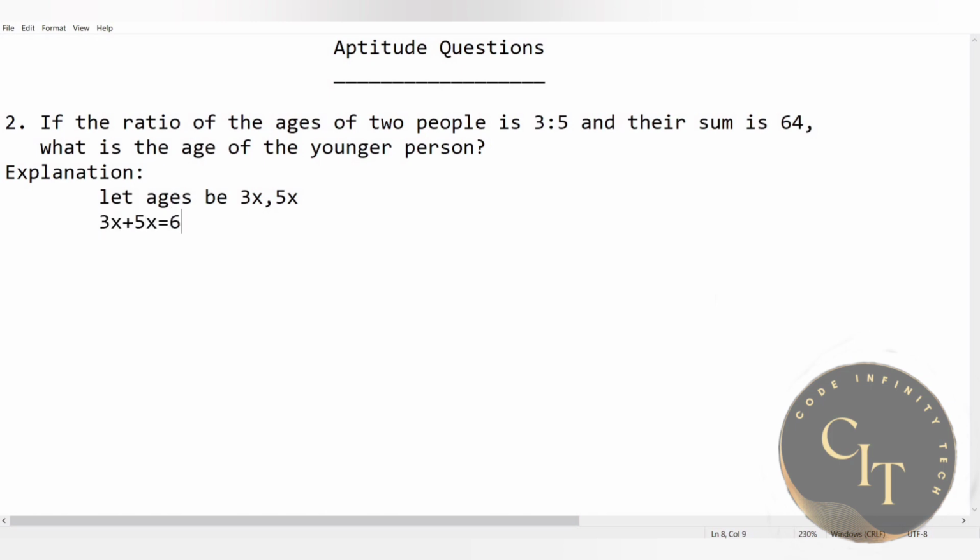Given that the sum is 64, so then 3x plus 5x will be 64. So calculate the x value. X value will be 64 by 8. So the x value is 8. From that you can calculate the younger person's age. The younger person's age is 3x. So 3 into 8, that is 24. So finally the younger person's age was 24 years.